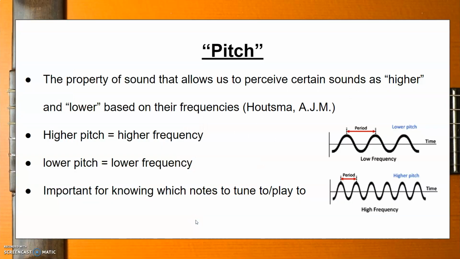First, to discuss pitch. Pitch is the property of a sound that allows us to perceive sounds as higher or lower based on their frequencies. High frequency is for high pitch, and low frequency is for low pitch. Pitch is very important for guitarists, as it helps them know which notes to tune to as well as play to.